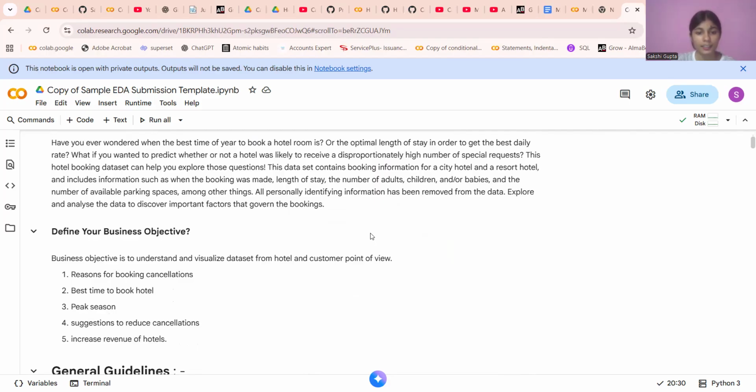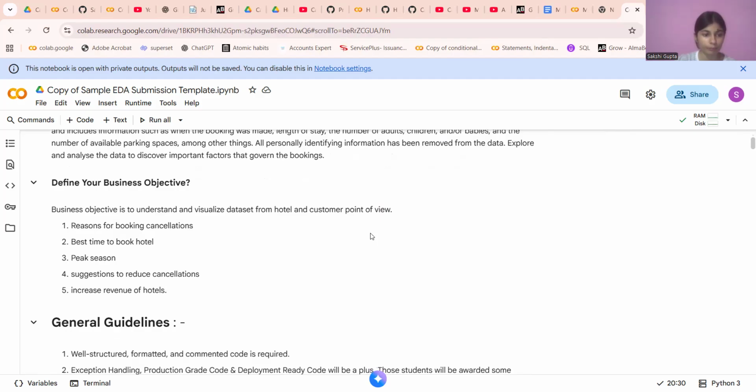This dataset contains booking information for the city hotel and the resort hotel, and includes information such as when the booking was made, length of stay, the number of adults, children, or babies, and the number of available parking spaces, among other things. All the personal identification information has been removed from the data. Explore and analyze the data to discover important factors that govern the booking.